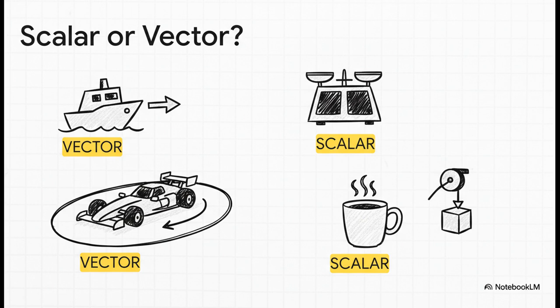Now here's a fun one. A race car doing 220 kilometers per hour on an oval track. It's a vector. Even though the speed is constant, its direction is changing every single second. A hot cup of coffee? Definitely a scalar. And finally, a force needed to lift a container? That's a vector, because that force has to be applied in a very specific direction, up.